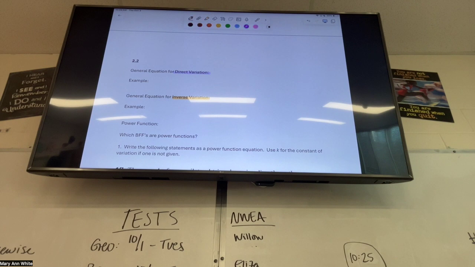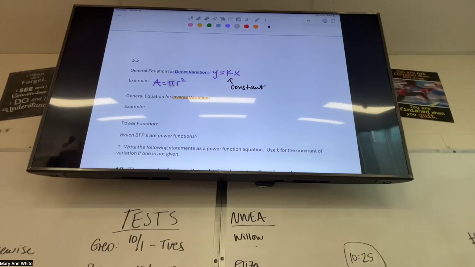So direct variation is when your x and your y are related by y equals k times x. Y equals k times x. And in this case, k is a constant. So it's like y equals 2 times x, y equals 3/4 times x. And an example of something that you've seen more often is A equals pi r squared. In that case, pi is my constant and r is my x or my variable. Okay.